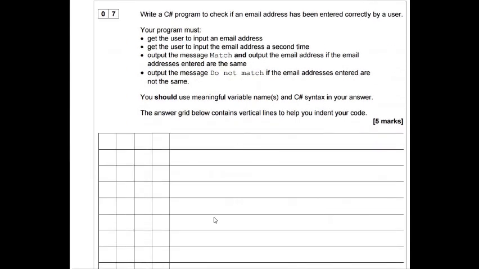Ooh, number 7. So this is where we've got to write a C# program to check if an email address has been entered correctly by a user. So our program has to get the user to input an email address, get them to input the email address a second time, output the message match, and output the email address if the email addresses entered are the same, and output the message do not match if the email addresses entered are not the same. So we should use meaningful variable names and C# syntax in your answer.